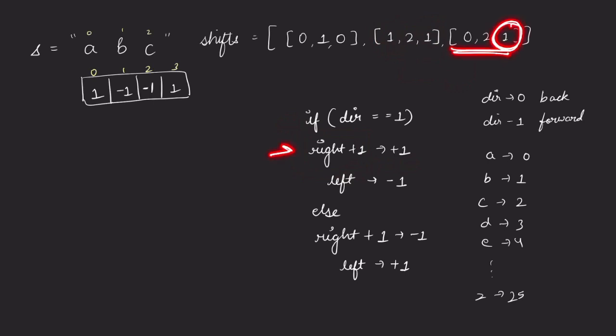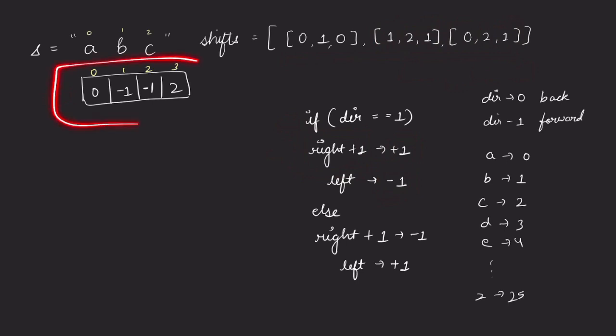Here the direction is 1, so we'll come here. Right plus 1, which is 2 plus 1, that is 3, we will add a plus 1, right? So this will become 2. And at left, which is index 0, we need to add a minus 1. So 1 minus 1, this will become 0. So this is what our final difference array looks like after the shifts, right?